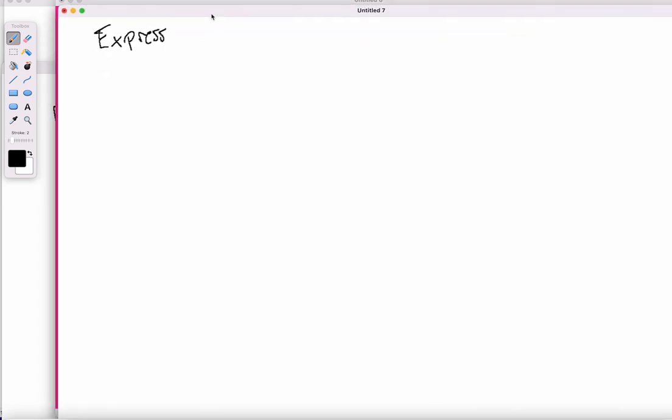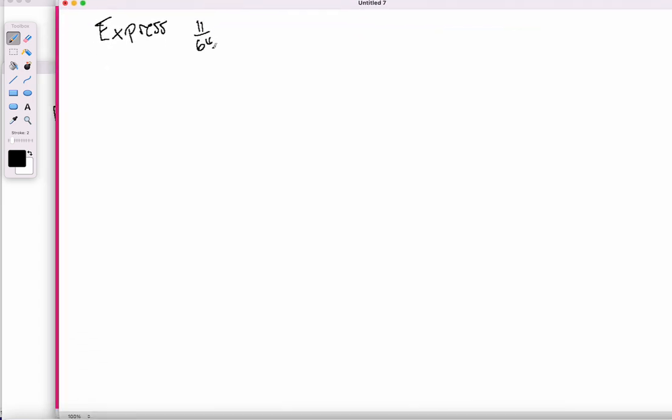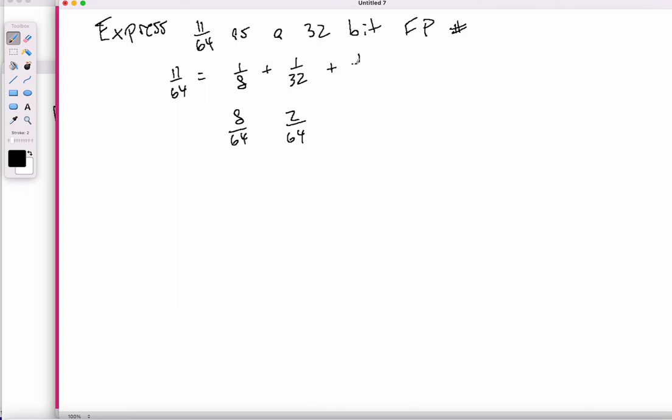Express, what was it? 11 over 64 as a floating point number. Now note that 11 over 64 is equal to 1/8, which by the way is 8 over 64, okay, plus 1/32, which is 2 over 64, plus 1 over 64. Eight, 9, 10, 11, that's where I get the 11.